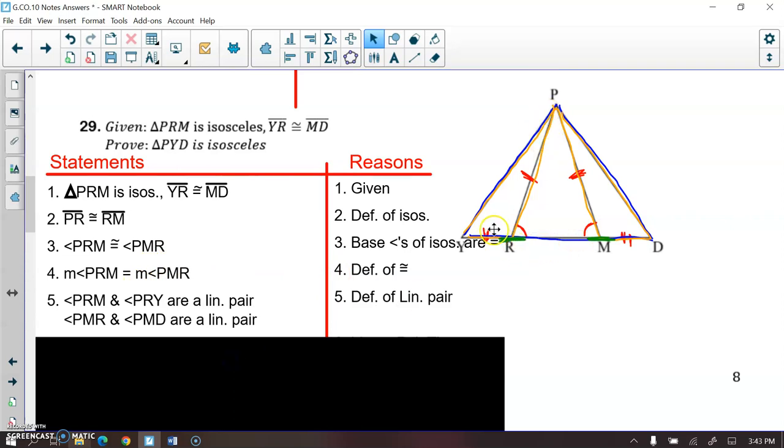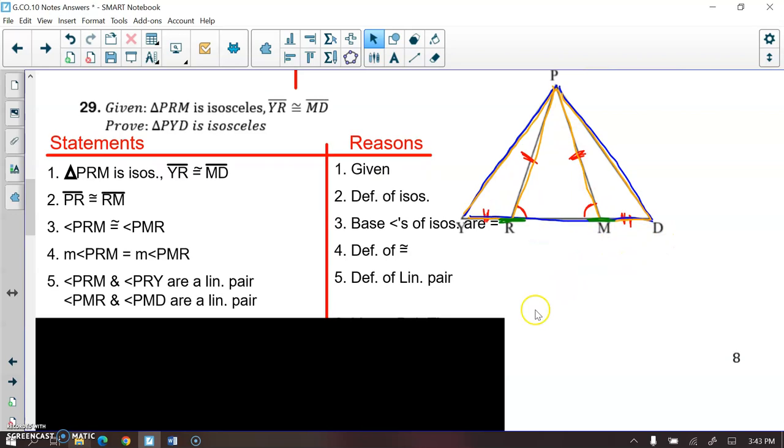Now I have PRM and PRY as a linear pair. That's these two angles here that I'm circling. And I have PMR and PMD are a linear pair. That's these two angles here that I'm circling.